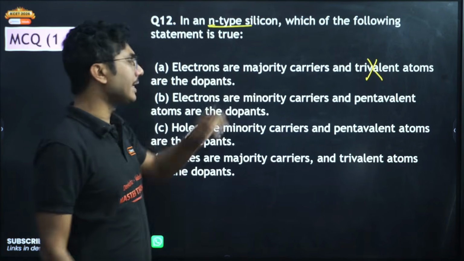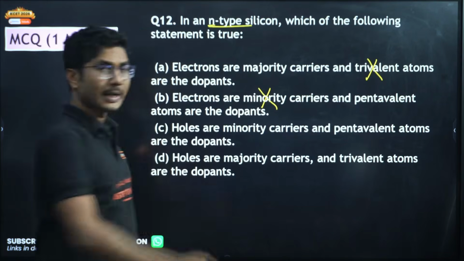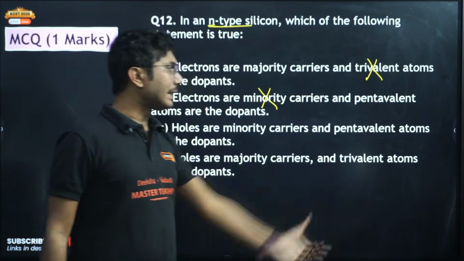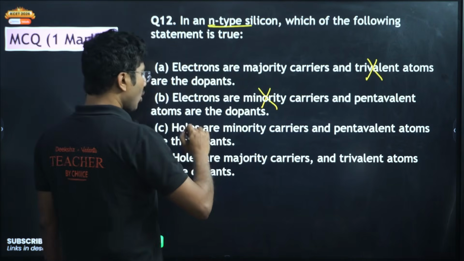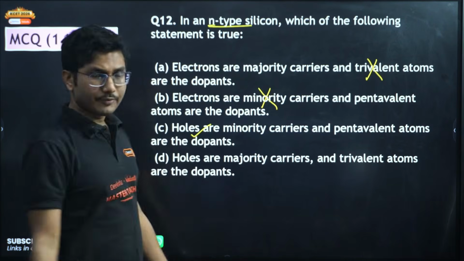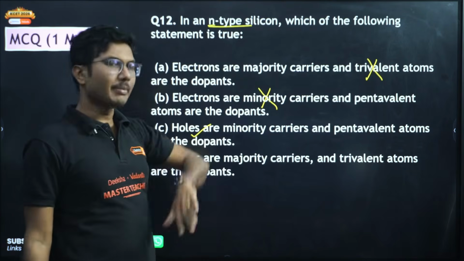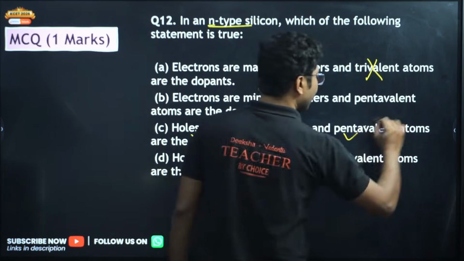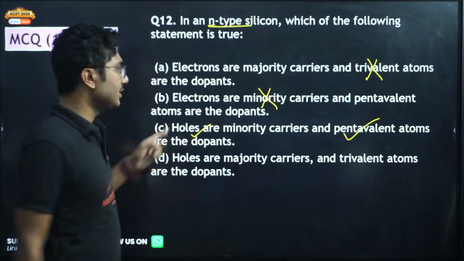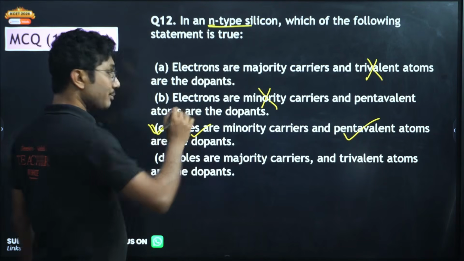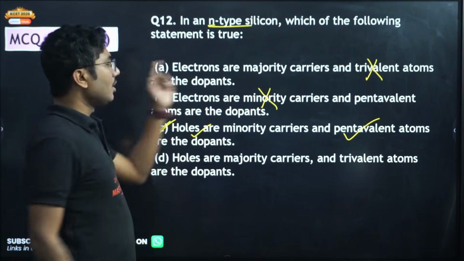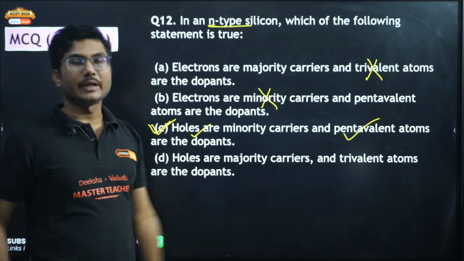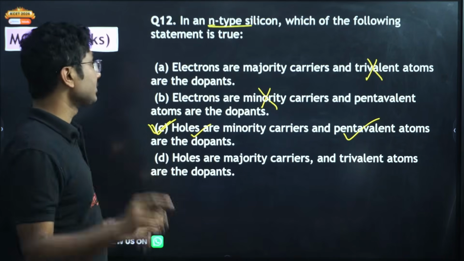Electrons are minority carriers, so definitely electrons are not minority, so this is incorrect. Holes are minority carriers and pentavalent atoms are the dopants. So holes are minority for n-type. Obviously, if electrons are majority, then the minority has to be there, so holes are minority, and pentavalent is also correct, so both conditions are satisfied, so option C is correct. So be careful, don't just see that electrons are majority and mark it. You have to read the complete statement to answer this type of question properly.